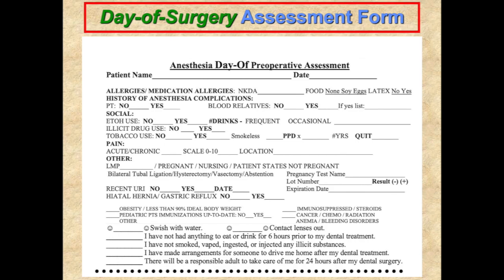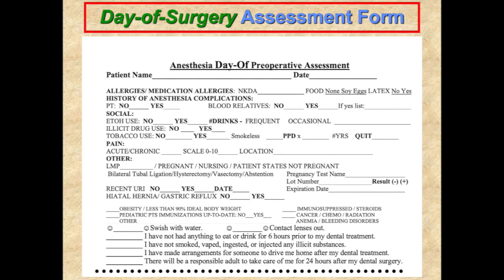We want to know if they're allergic to any foods, especially soy or eggs, and that's because propofol is dissolved in either a soy or an egg base. But it turns out that the eggs that they're using are the yolks, and people are usually allergic to the whites of the eggs. And then you also want to see if there's allergy to any latex.